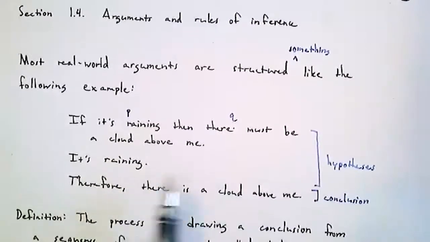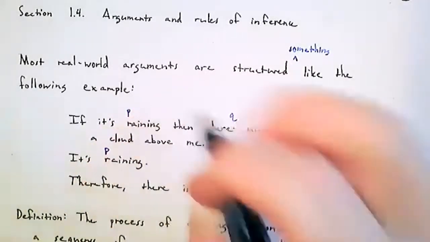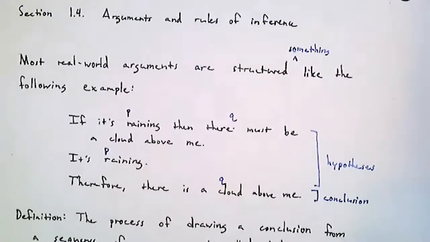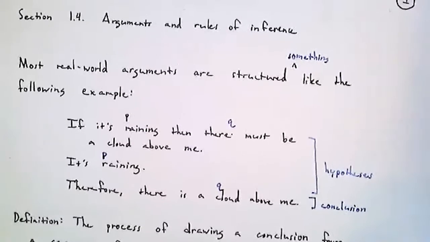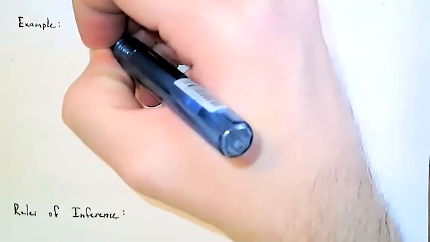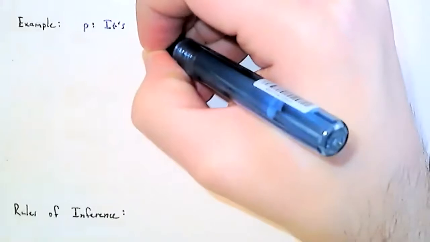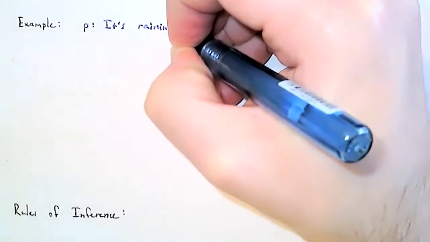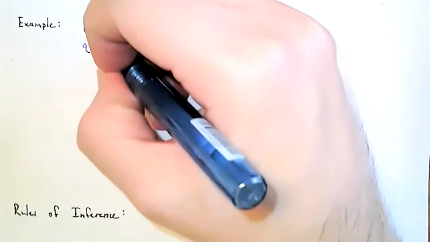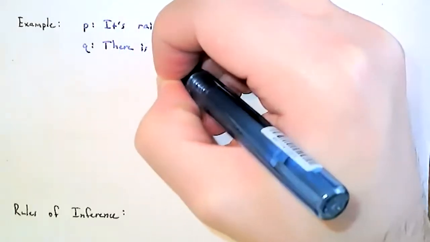And then we can look at the rest of them. It's raining, that was my first proposition, P. And then, therefore, there's a cloud above me. That was the conclusion, Q. Let me write some of this on the next page. So P, I'm saying, is the proposition, it's raining. And Q is the proposition, there must be a cloud above me. Or there is a cloud above me.